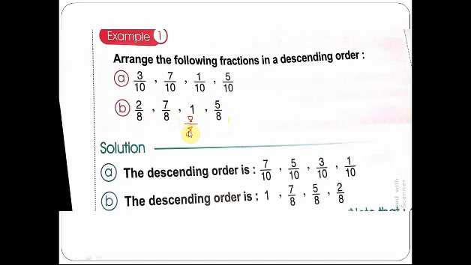Now it's so easy, the same denominator, so I will arrange in descending order from the big to the small. The biggest numerator is 8. So 8 over 8 is bigger. That means 1 is bigger. I put it first. Then seven eighths. Then five eighths. Then two eighths.